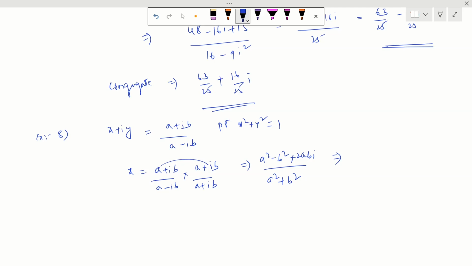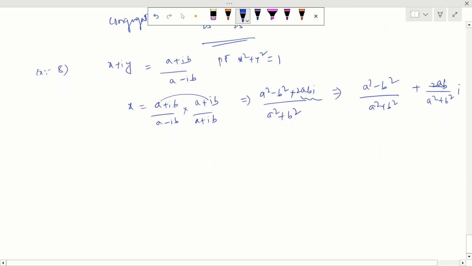And if suppose this one we can split these values. So a square minus b square divided by a square plus b square, and this term I am writing separately, that is 2ab divided by a square plus b square i, right? This term I am writing separately. So now this is x plus iy, right?